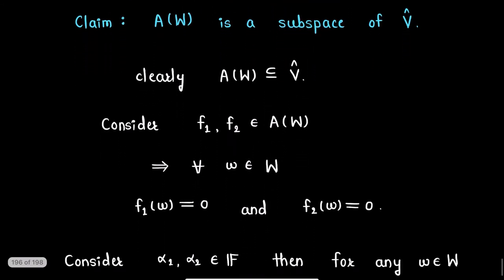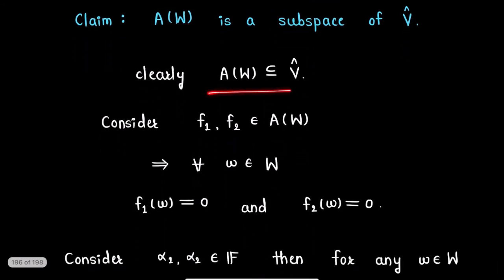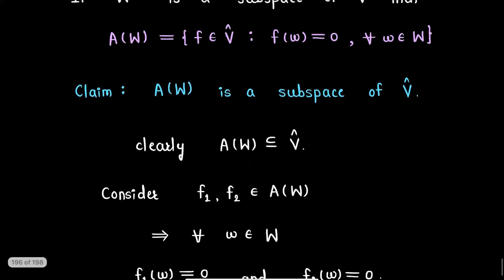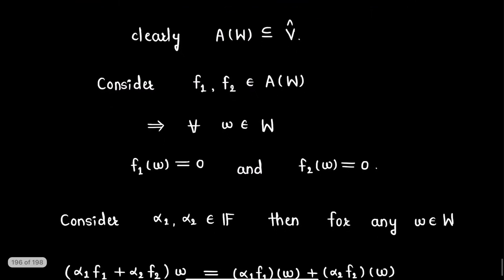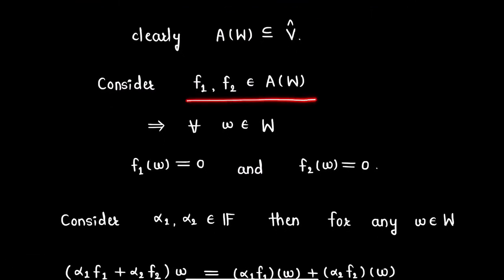Now it is clear that the annihilator of W is a subset of the dual space of V from here. Now consider any two homomorphisms, say f1 and f2 in the annihilator of W. This implies for all vectors w in subspace W, we have f1 of w is 0 and f2 of w is 0. This follows from the definition of the annihilator of W.